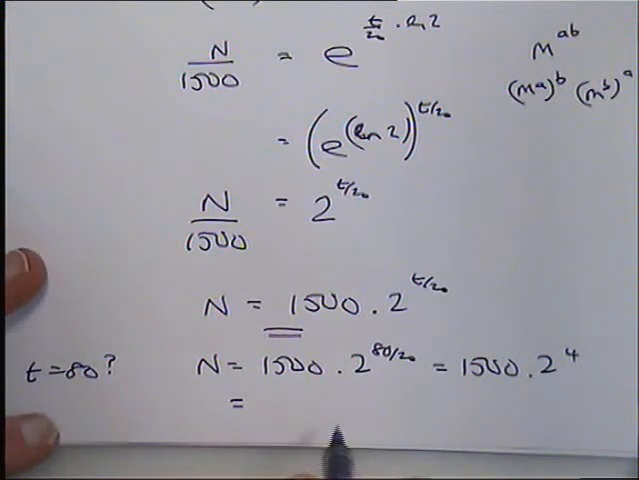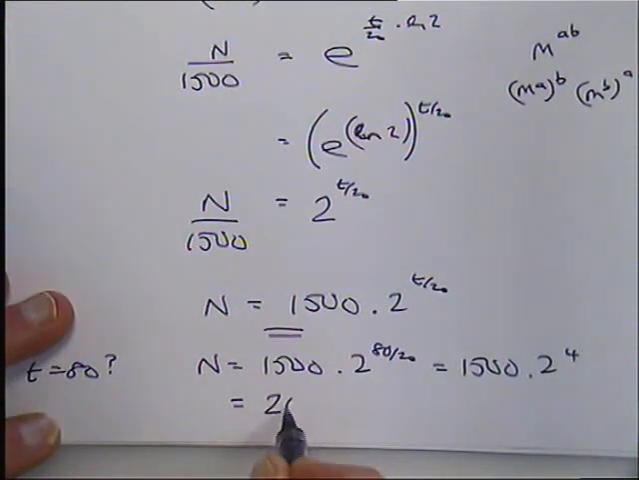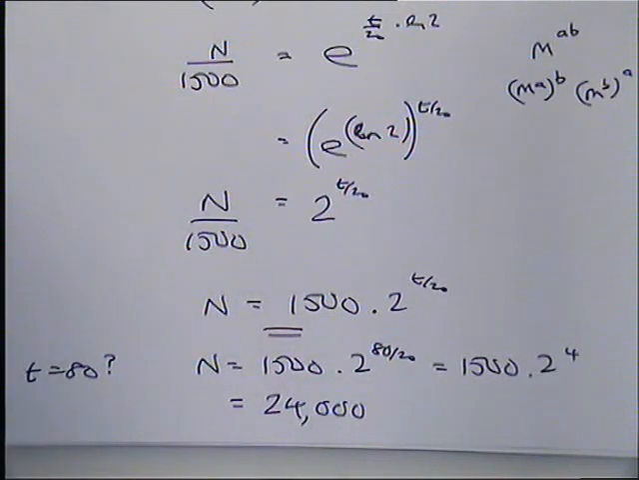Okay, I can see Laura's got it. Laura, you had? 24,000. Yeah. 24,000. So at time 80 there are 24,000 bacteria. I'm just going to pause this video here and carry on in a different one.